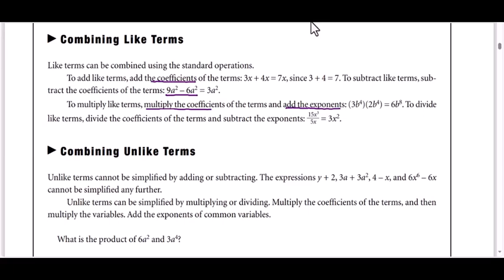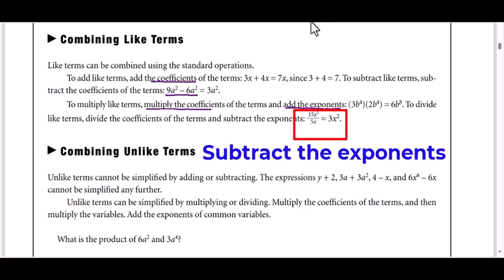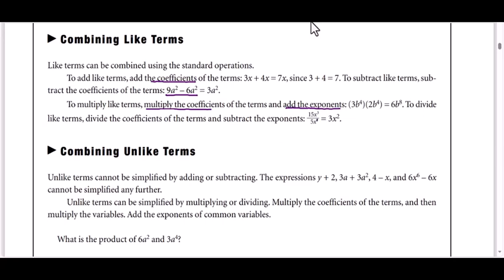Same thing happens for division. We divide the coefficients. So 15 divided by 5 is 3. Then what you simply do is subtract the powers, or the exponents, of the variable. So 3 minus 1 here, because this is raised to power 1, gives you 2.